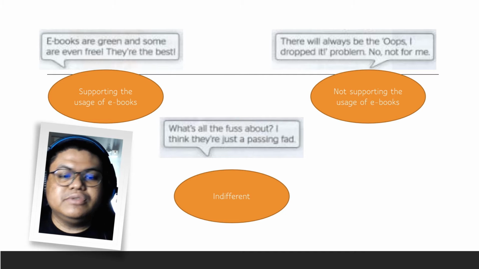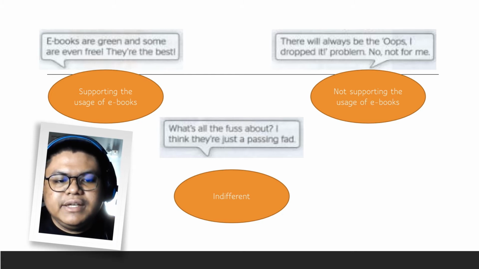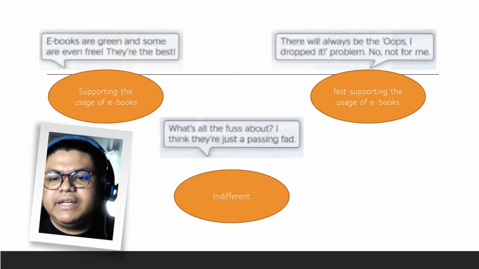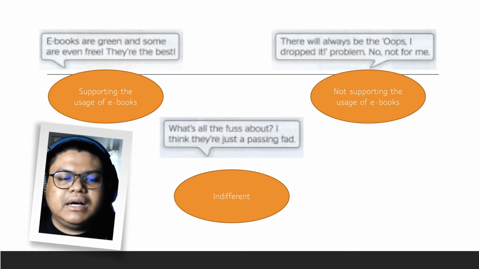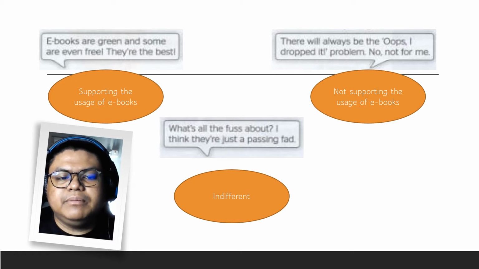Okay, and there's also a third opinion that said what's all the fuss about? Okay, I think they're just a passing fad. Okay, so this particular person is indifferent. Indifferent means this person doesn't support the usage of ebooks. However, at the same time, this particular person also does not discourage. Okay, dia tak sokong dan dia juga tidak melawan. Okay, dia juga tidak menentang penggunaan ebooks.